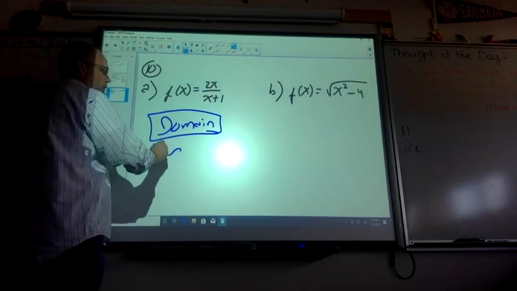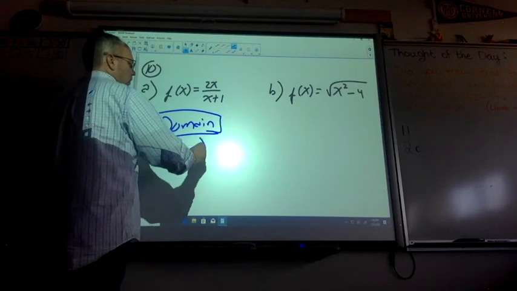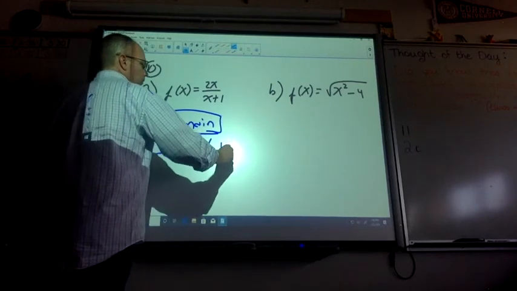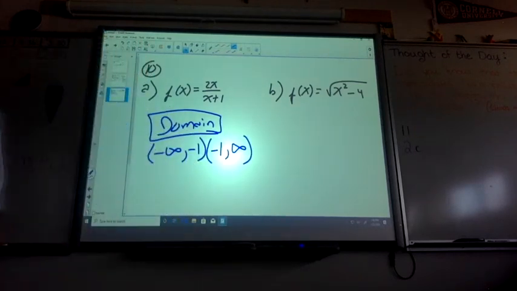So -1 is the only thing that doesn't work. So my domain on the first one goes from here. And that's all you have to write for it. It's rounded brackets as in 1s because I can't include it, but I include every other point.